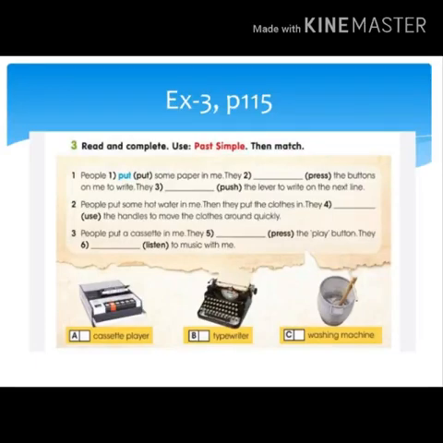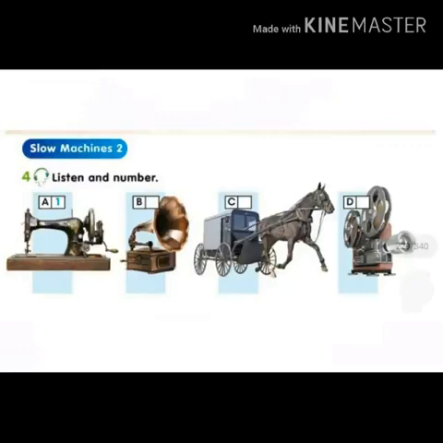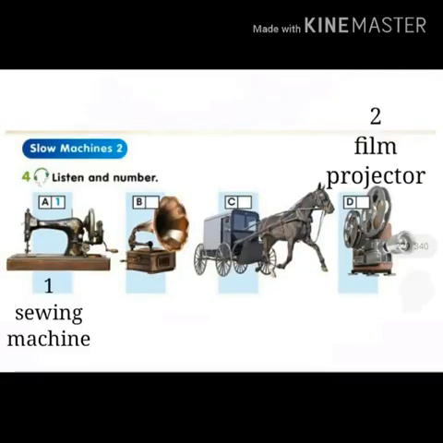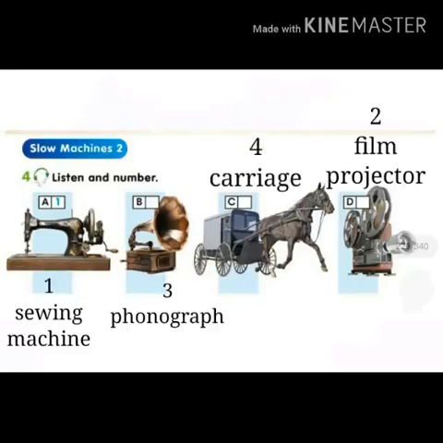All these machines are slow machines. They were used by our parents and grandparents. Look at the pictures. Here you can see some kinds of slow machines. Listen carefully and number them. First, people used this to make clothes. Second, this machine was at the cinema. It was a machine for showing films. Third, people used this to listen to music. And fourth, people used this to travel from place to place.